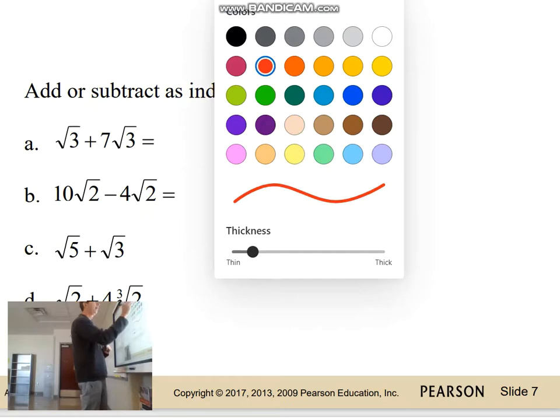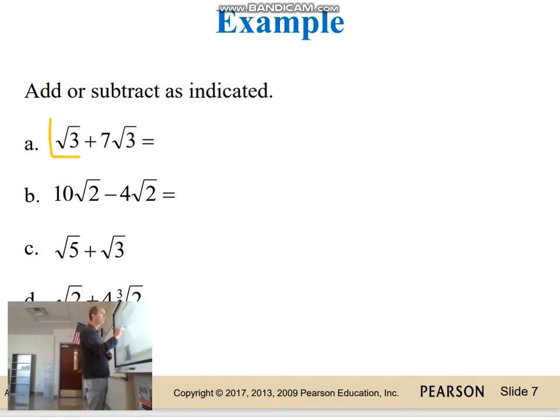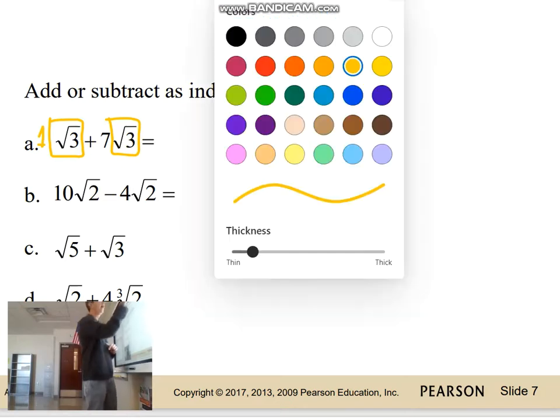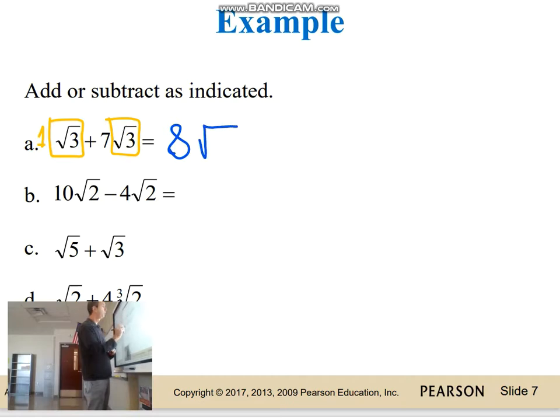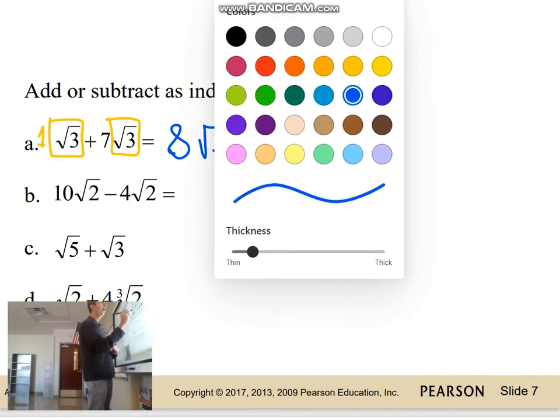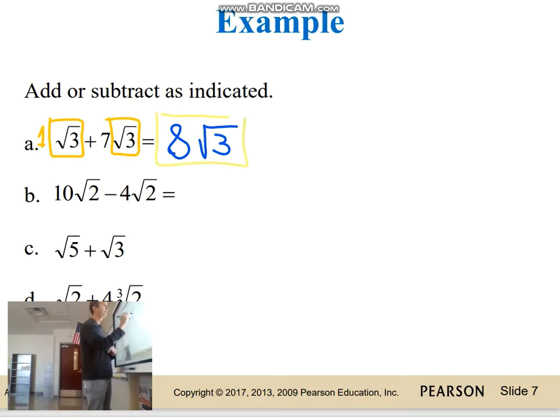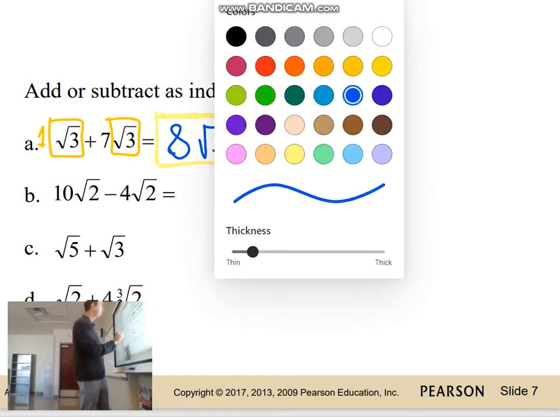We need to identify like radicals, and we have the square root of 3, the same index, the square, and the same radicand, the 3, and we have another one here. They are like radicals. The coefficient is 1, so we can add the coefficients: 1 plus 7, 8, the square root of 3. This is how we can simplify and add radicals, okay? By combining like radicals. Kind of the same thing you do when combining like terms.